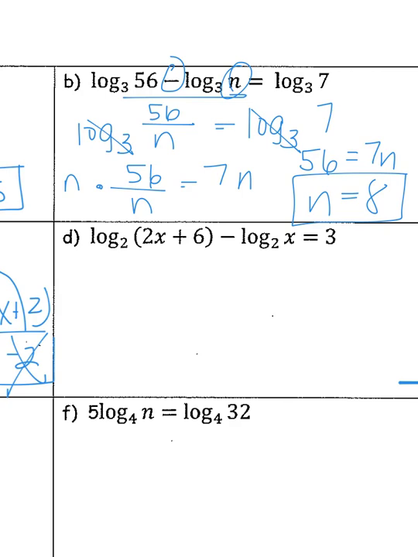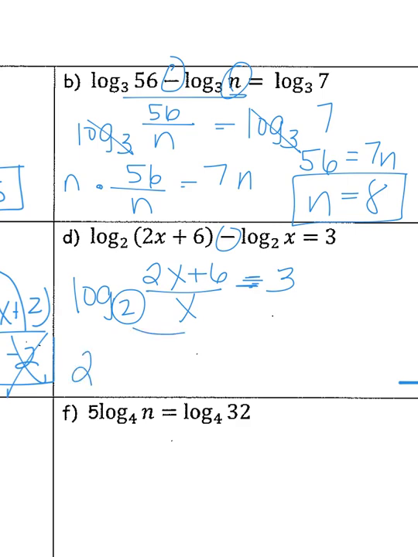Letter D, you still have a minus sign and no powers, so we're going to divide once again. So log the base 2 of the top one, or the first one, which would be 2x plus 6 over x equals 3. Now we got a problem. We don't have a log on the right, so we cannot drop the log. So I'm stuck. Do you remember what to do when we get stuck? Switch forms. Good job.